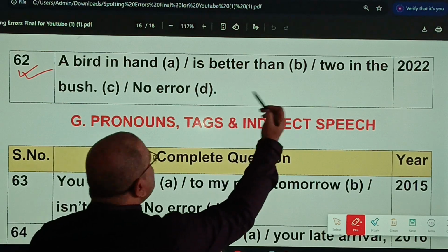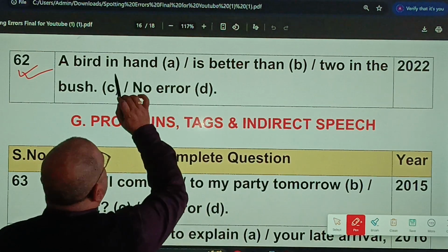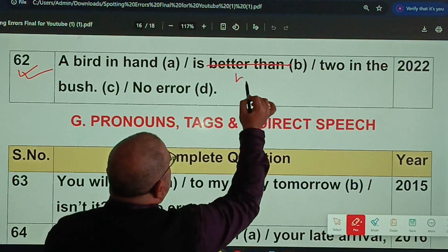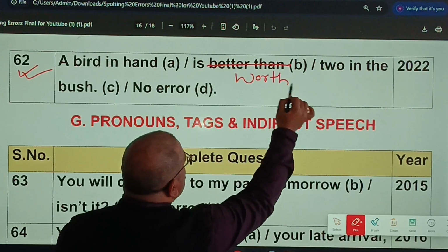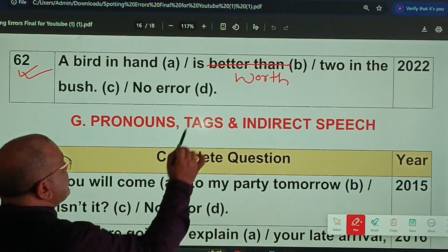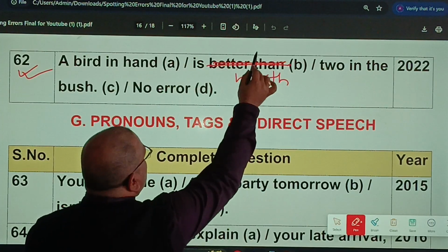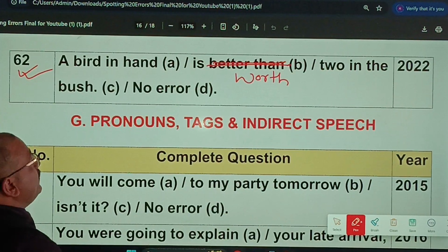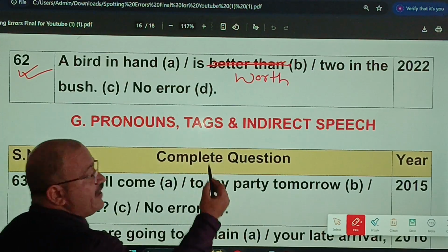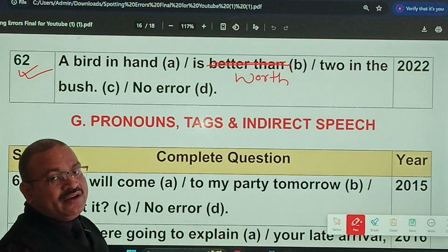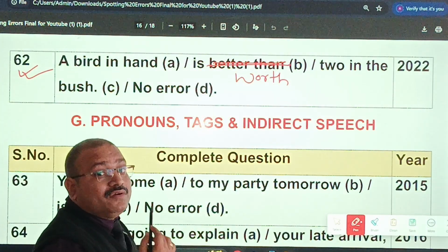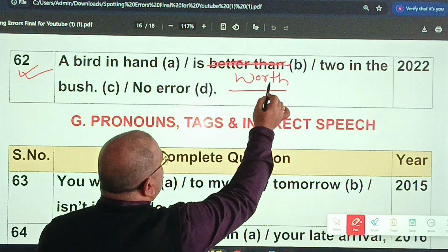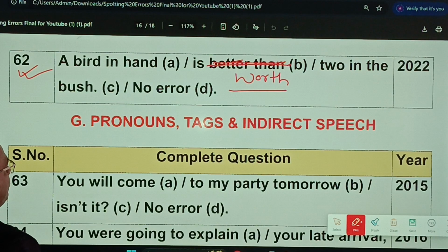A bird in hand is better than two. Wrong. A bird in hand is what? Worth two in the bush. This is the correct one. Better than two is wrong. A bird in hand is worth two in the bush. So what type of error is it? Idiomatic error. Error in idiom. So this is the error. Okay. Better than is wrong. Worth two in the bush is correct.